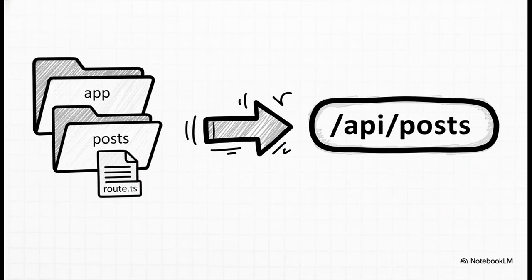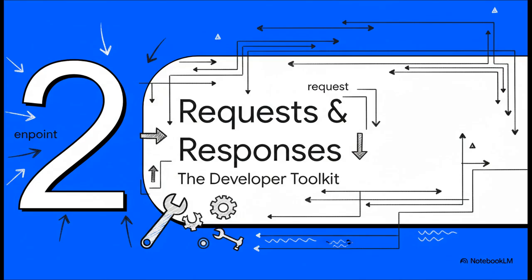Now this is where it really clicks. Look at how direct this mapping is. The path to your file is the API URL. So if you go and create a file at app/api/posts/route.ts, congratulations, you have just created the /api/posts endpoint. It's basically file system routing, but for your backend. So cool. Okay, so you've made an endpoint in like 5 seconds.